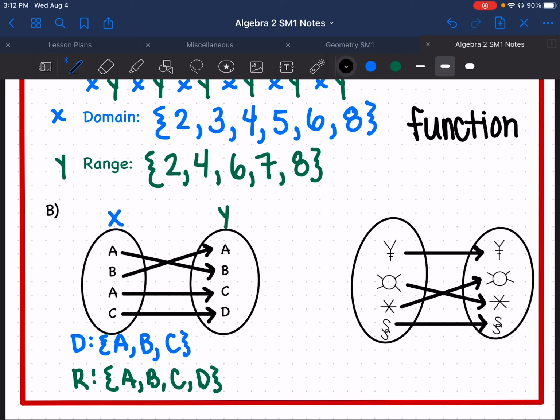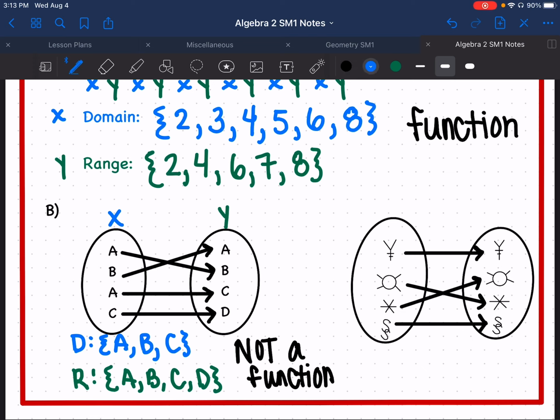Is this a function? Remember, you're counting your X's. 1, 2, 3, 4. 1, 2, 3. Is 4 equal to 3? No, that's not true. 4 and 3 are different numbers. Not a function. Why? Why is this not a function?